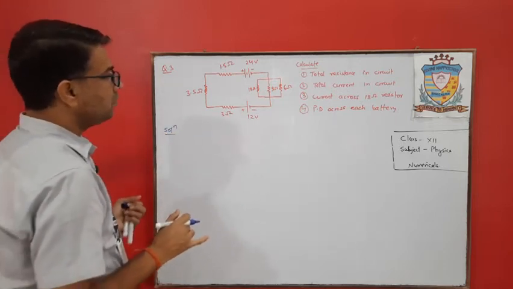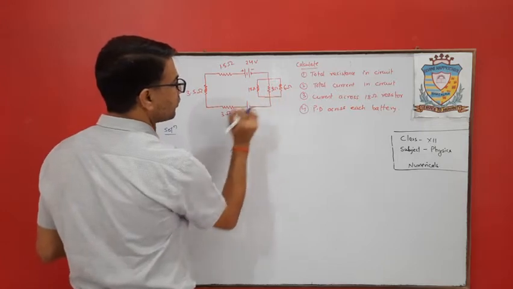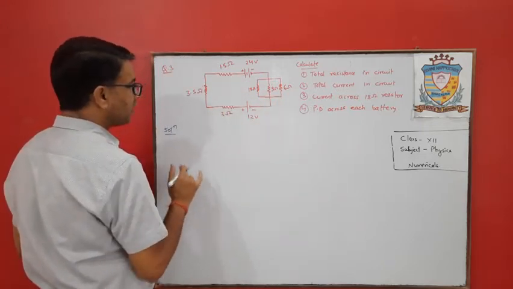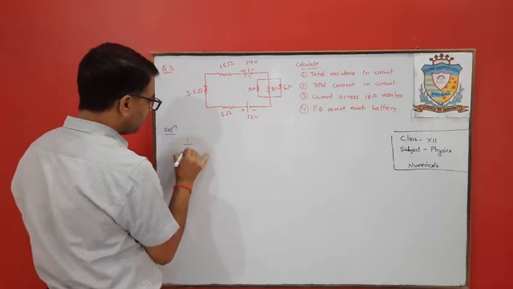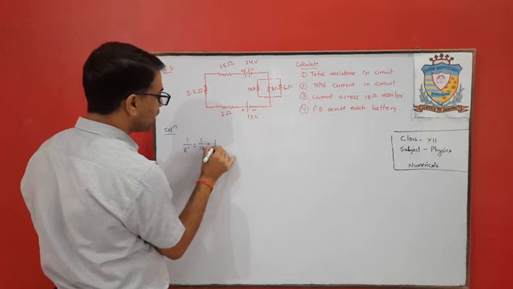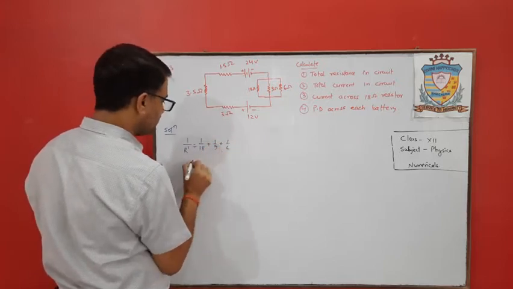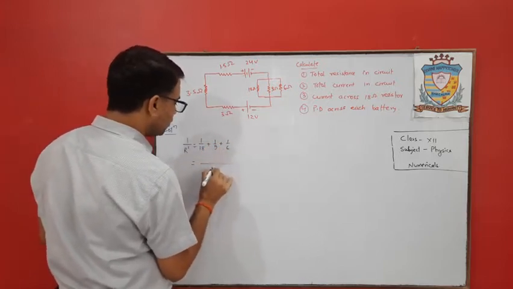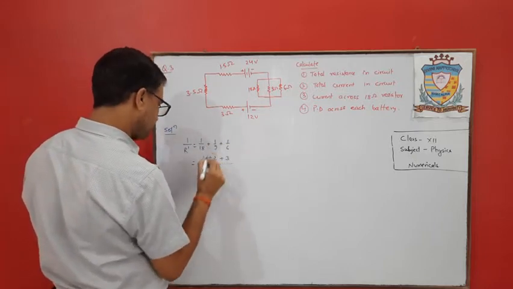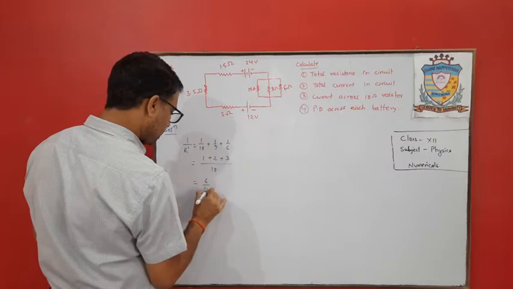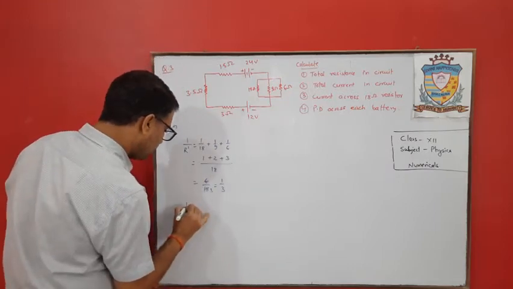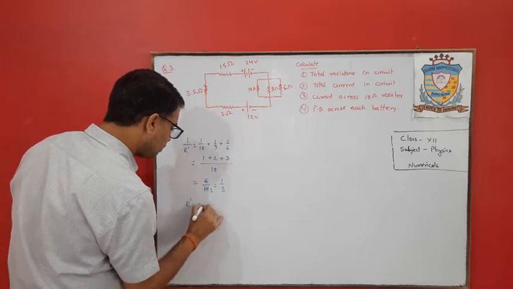First we will solve this combination. Here these three resistances are in parallel combination. So the equivalent R dash is equal to 1 by 18 plus 1 by 9 plus 1 by 6. So 18 will be the LCM. Here it is 1 plus 2 plus 3, 6 by 18, 1 by 3, or R dash is equal to 3 ohm.